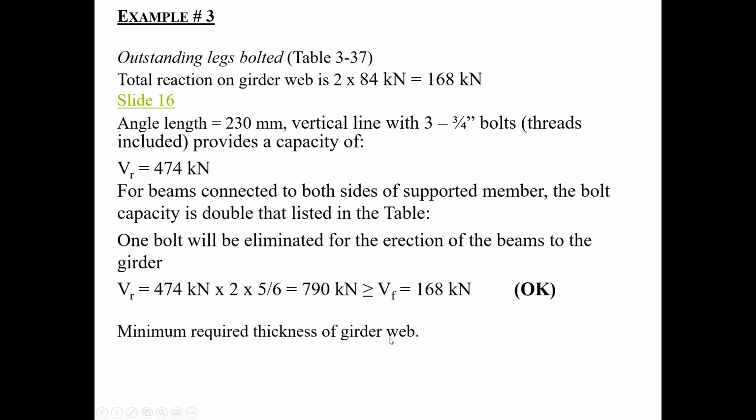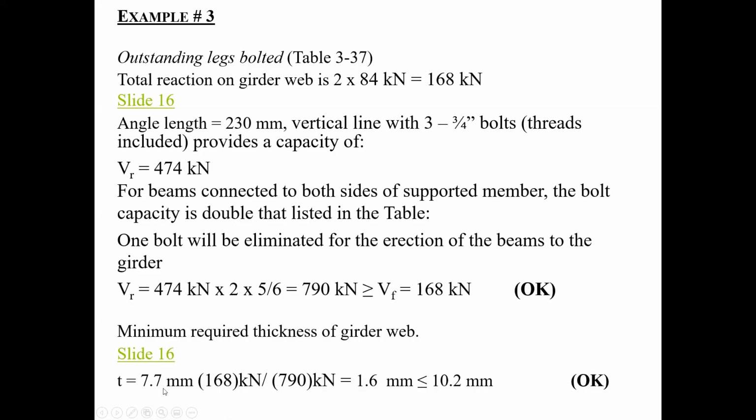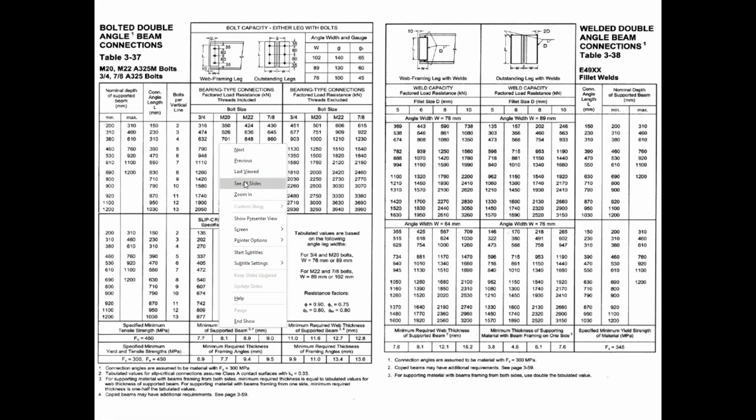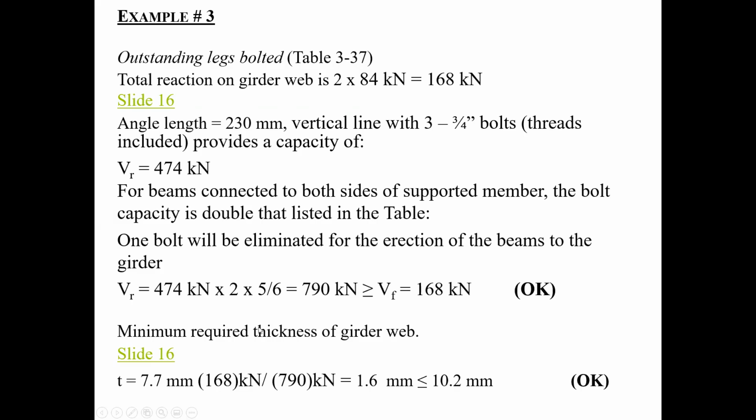Now the minimum required thickness of the girder, again, go down to the table, we get a value of 7.7. I'll go there and get it for you. So here it is. 7.7, the same value as we had before because we are exactly in the same column, 7.7. And then of course I can go all the way down to 1.2, and I know I have a thickness of 10.2.